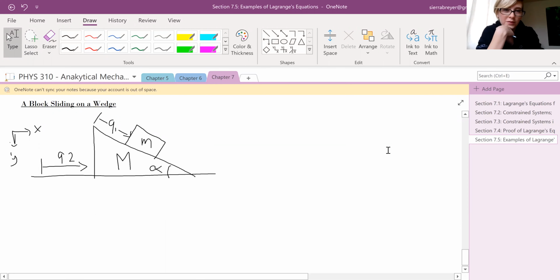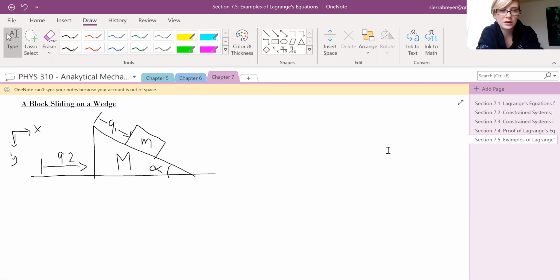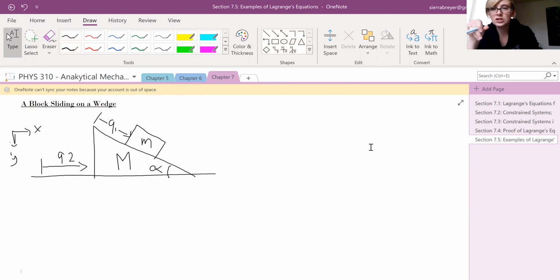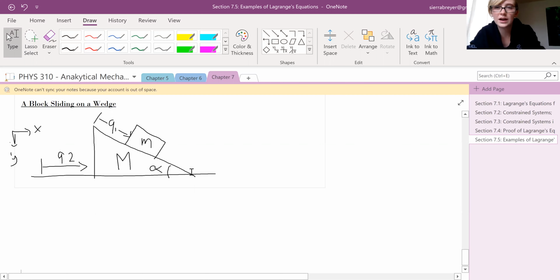One thing to start off with is I defined Q1 and Q2, which, if you look, we're going to pretend this is a very good representation of what a Q sub 2 would look like. Basically Q1 is that block sliding down, and Q2 is just your normal old x-axis based on what I drew down here.